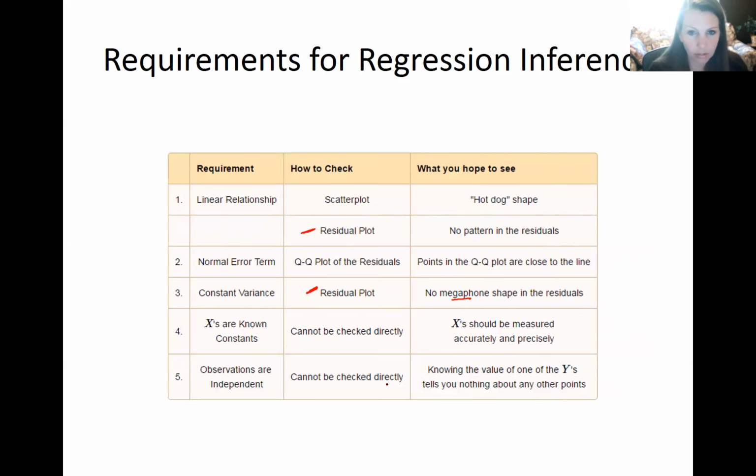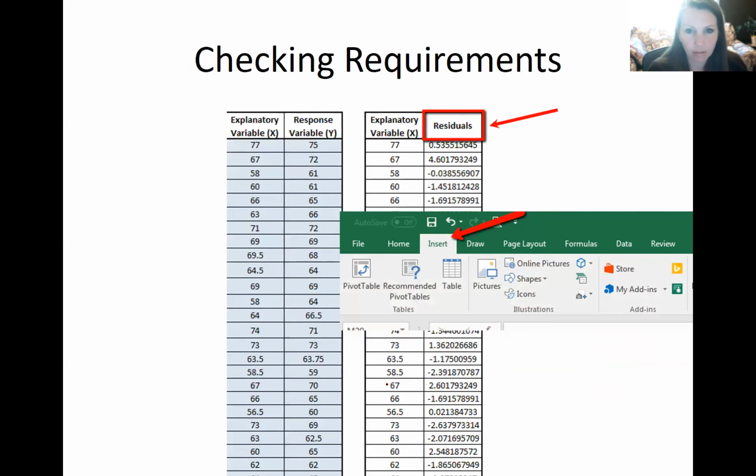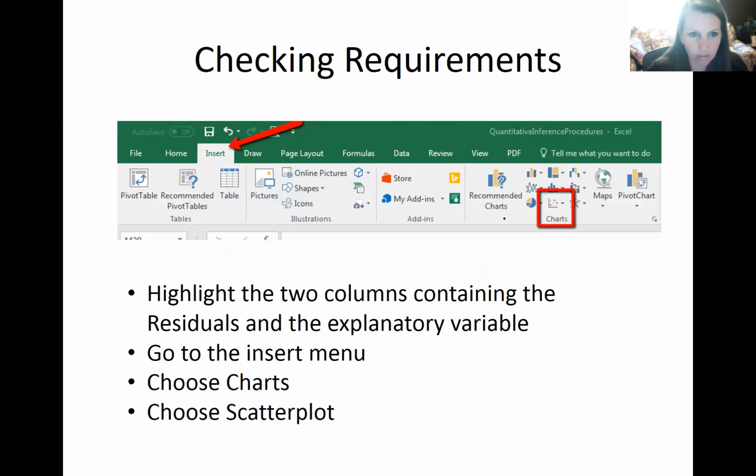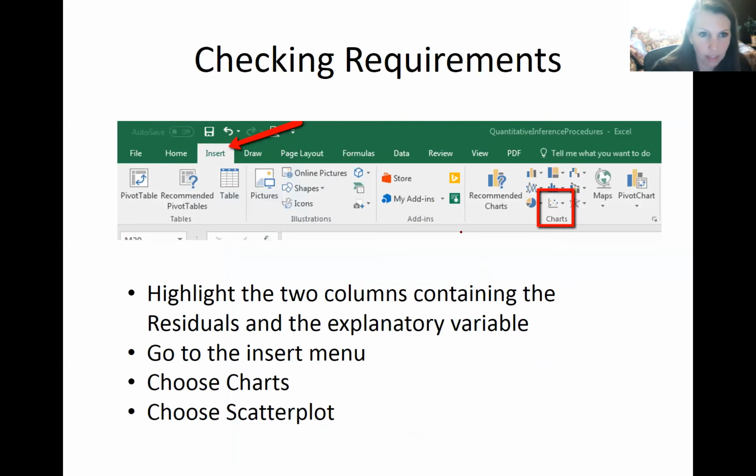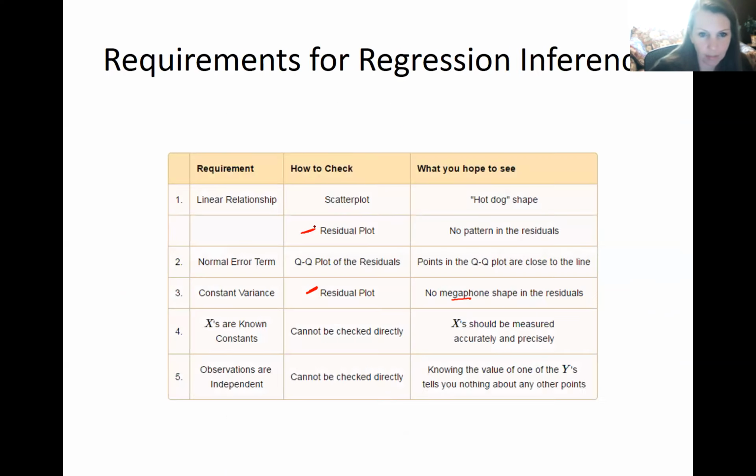So let me show you how to make those 2 plots. In Excel, we're going to take those residuals. I think this is out of order. Sorry, let's go here. I think what I just wanted to show here was that we're going to use these 2 columns here, and this is going to make the graph of the residual plot. Let me back up. I'm not being very clear.